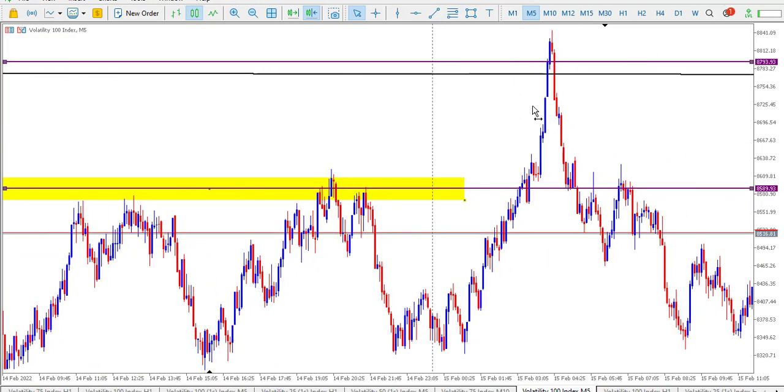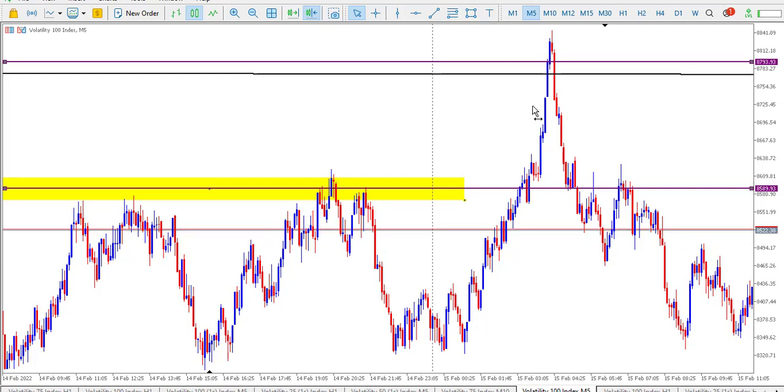So I want to introduce 2 things which you can use. Number one, you can use what we call a liquidity grab plus change of character. Then number 2, you can use a candlestick pattern called a morning star. It can be a morning star or an evening star, depending on the direction you want to go.